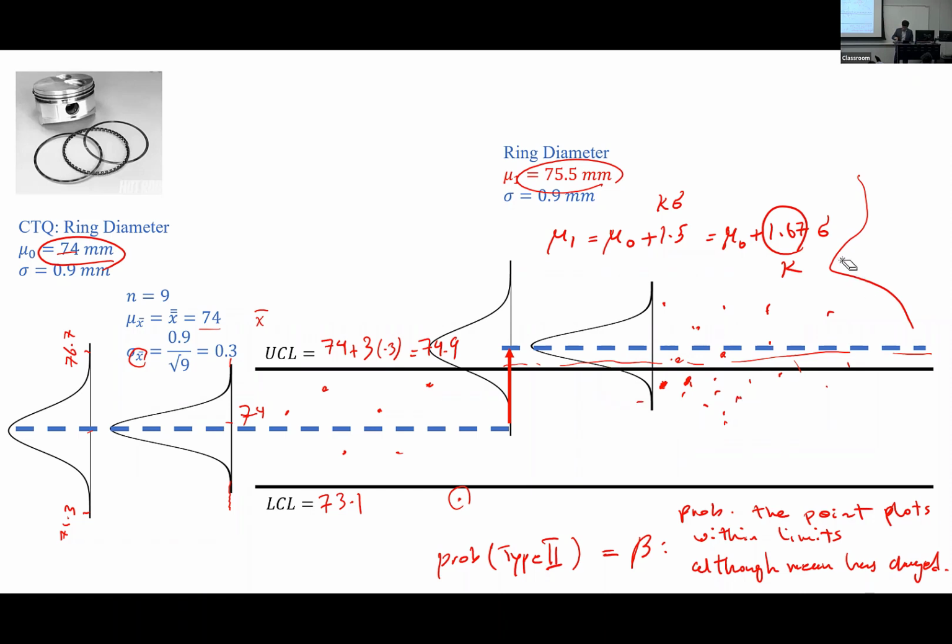So beta is a function of how much shift we have. And here we just try to express that shift as a function of sigma. The sigma was 0.9. So I did this, my shift was 1.5. I expressed it as a multiple of sigma, K, which is 1.67. Any questions so far? All good?